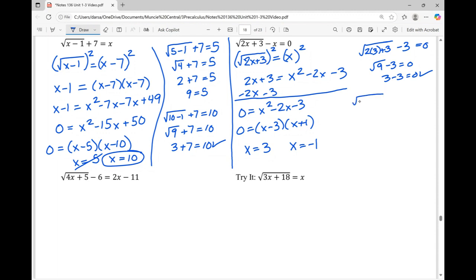Let's try the next one. So square root of 2 times negative 1 plus 3 minus a negative 1 equals 0. I don't know. Let's look at this. Okay, 3 minus 2, that's the square root of 1 plus 1 equals 0. Is 1 plus 1 equal to 0? No. So x equals 3 is our answer.